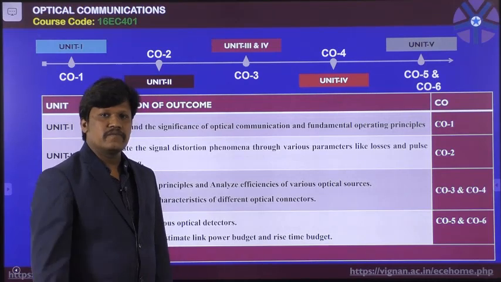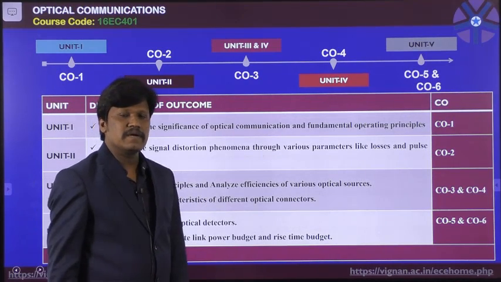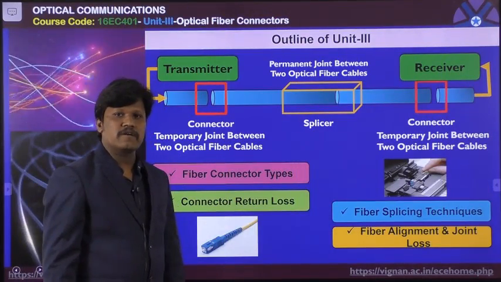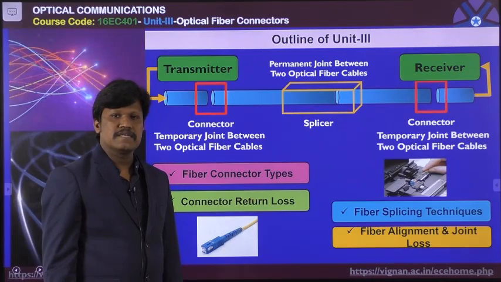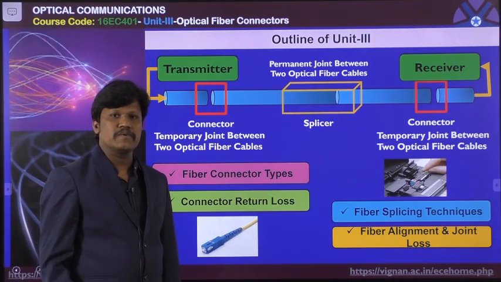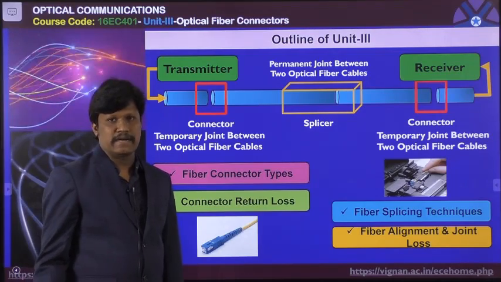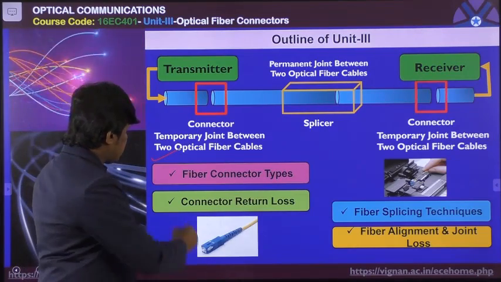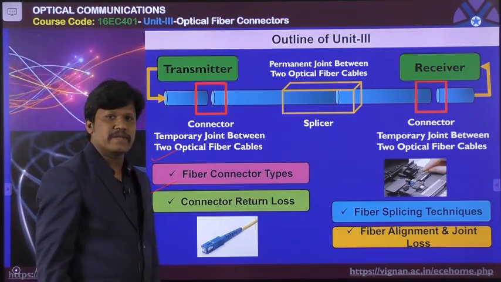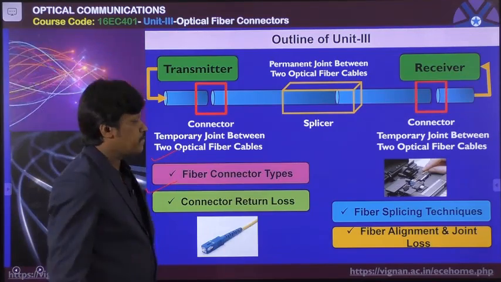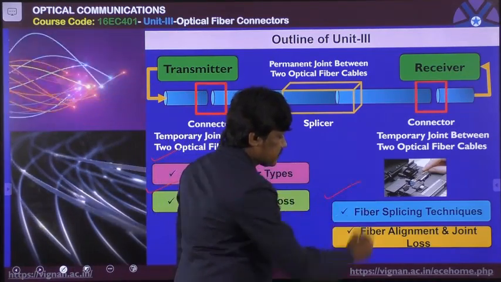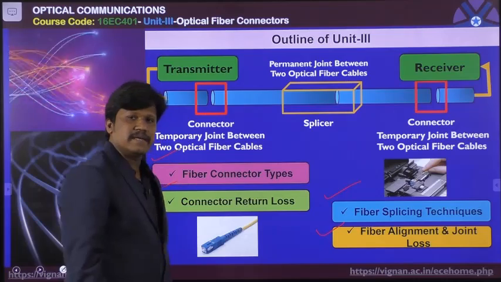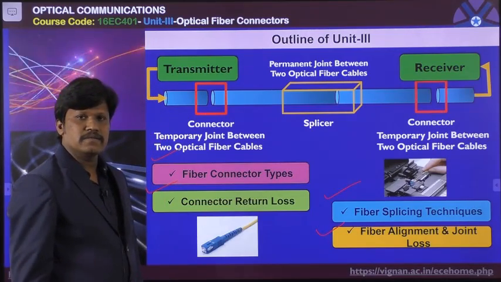Upon completion of this unit, one should investigate the characteristics of different optical connectors. In unit 3, we have two very important topics. One is connectors, another one is splicers to join two optical fiber cables temporarily and permanently. We have different types of optical fiber connectors and connector return losses, which is very important for back reflection, and fiber splicing techniques and fiber alignment and joint losses.